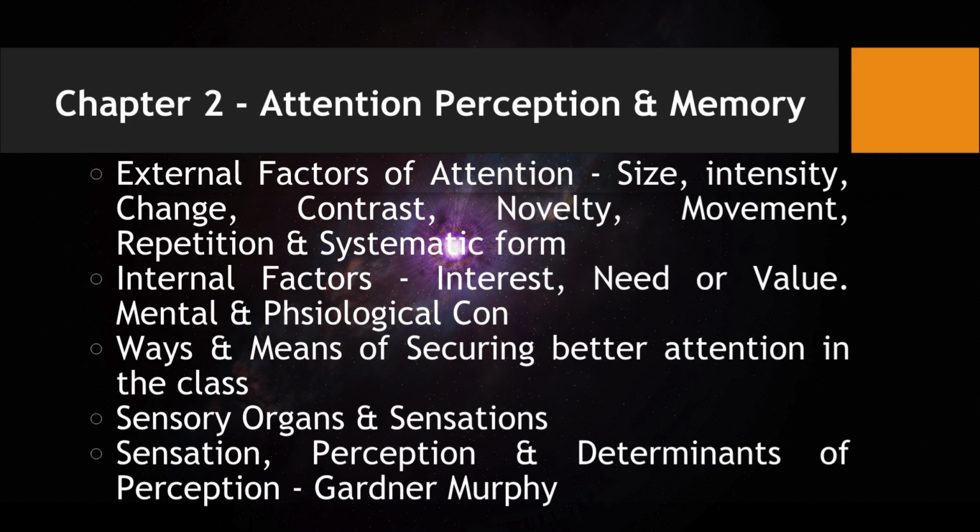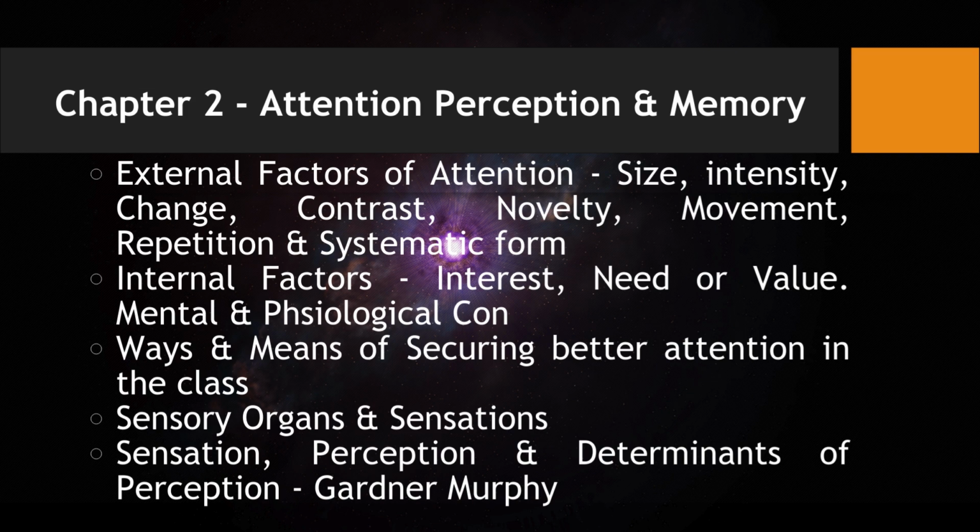Finally, we move to determinants of attention. Under the determinants of attention, there are two factors: objective factors and subjective factors. Within the objective factors, there are size, intensity, change, contrast, novelty, movement, repetition, and systematic form. Let's see each in detail.